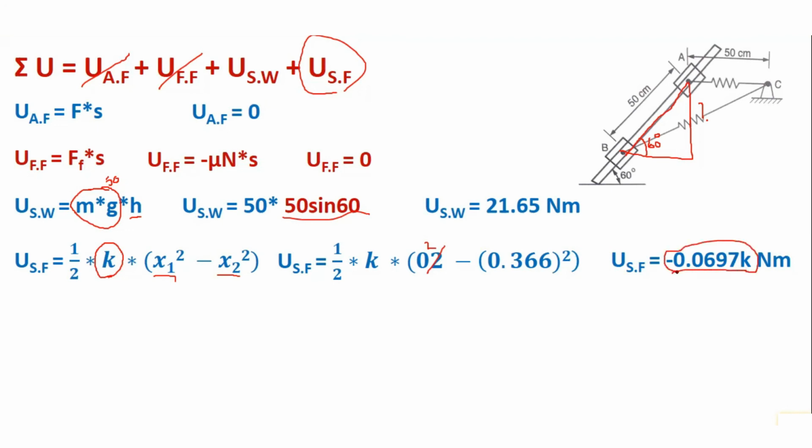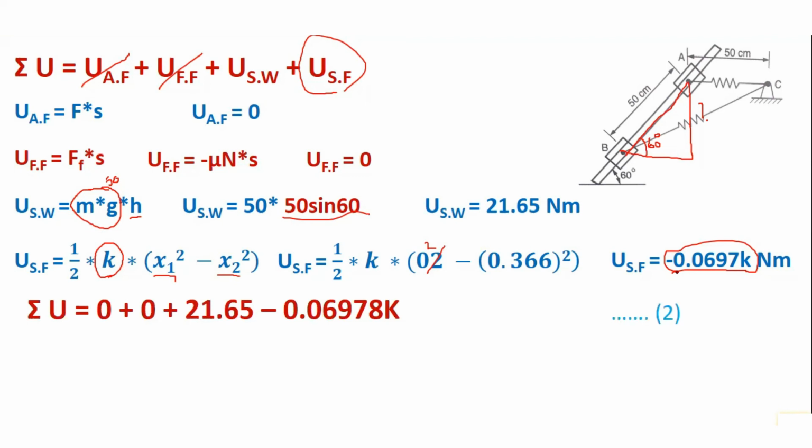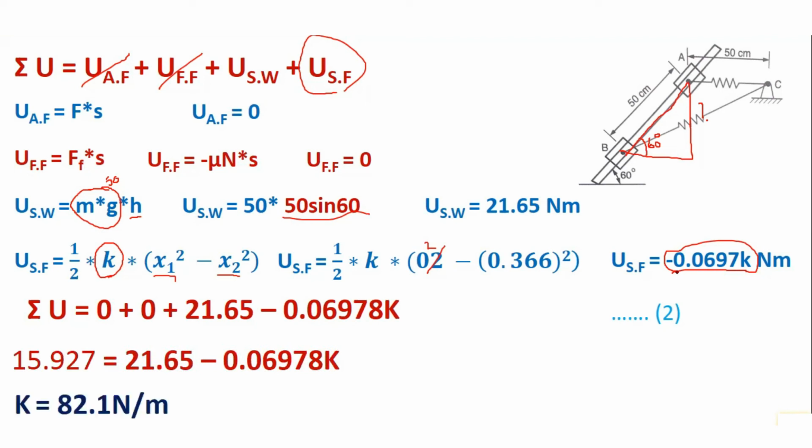Now as I have found all the work done, the next step is just to add all the work done. So we get the summation of work done as 21.65 minus 0.06978 K. Let this be equation number 2, the right side of the work energy principle. Now equating the left hand side and right hand side, I get K as 82.1 newton per meter, which is the required answer.